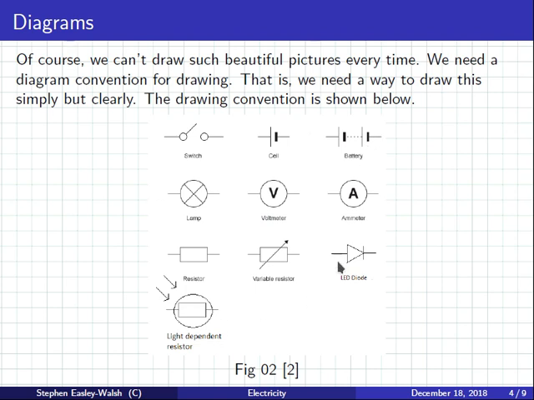I need you to draw these in your notebook. Switch, cell, battery, lamp, voltmeter, ammeter, resistor, variable resistor, LED diode, light dependent resistor.